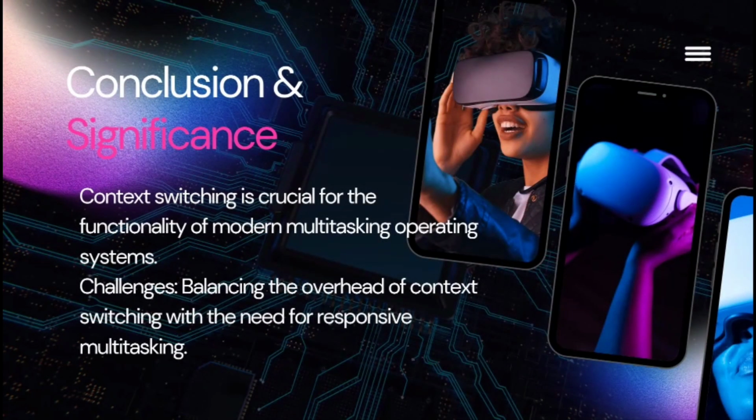In conclusion, we learned that context switching is a vital component of operating systems, enabling the multitasking capabilities that we rely on daily. While it introduces some overhead, optimization techniques and efficient scheduling algorithms help manage this. Understanding context switching gives us a deeper appreciation of the complex processes that keep our computers running smoothly.